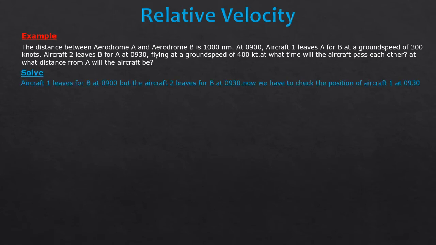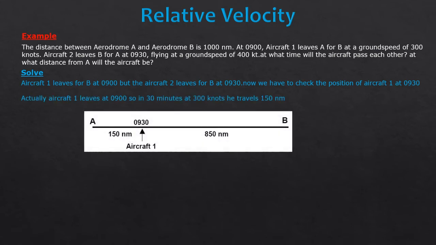Aircraft 1 leaves for B at 9 o'clock, but aircraft 2 leaves for A at 9:30. Now we have to check the position of aircraft 1 at 9:30. Aircraft 1 leaves at 9 o'clock, so in 30 minutes with a ground speed of 300 knots, it travels 150 nautical miles. Because a ground speed of 300 means in 1 hour, or you can say in 60 minutes, the aircraft travels 300 nautical miles.